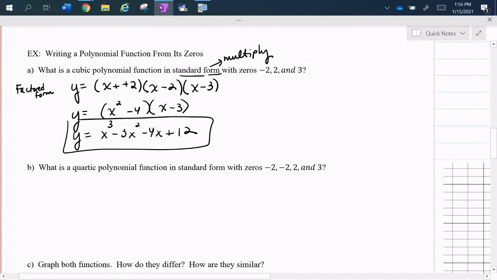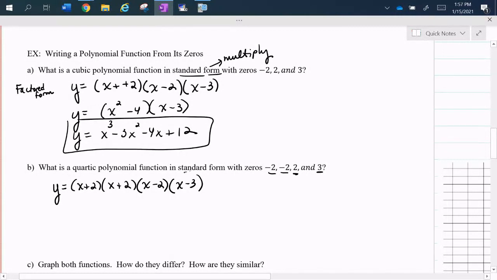I can write a quartic polynomial function in standard form with zeros negative 2, negative 2, 2, and 3. I purposely gave you the negative 2 twice because I want you to know that that factor is going to appear twice in this function. So I'm going to write y equals x plus 2 times x plus 2, which comes from the two zeros being negative 2 and negative 2. And then the next zero is 2, so I'm going to write x minus 2. The factor is always x minus whatever the zero is. And then the last zero is 3, so I'm going to write x minus 3.